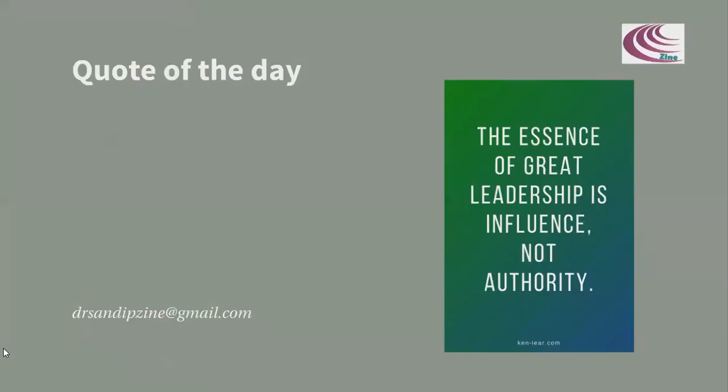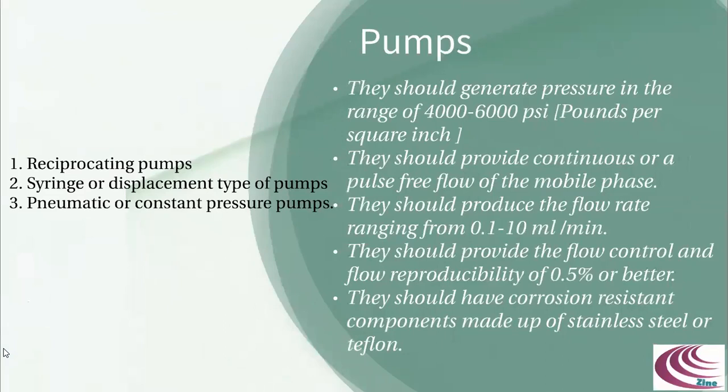So dear learners, today we are talking about pumps used in HPLC. Once a suitable mobile phase is selected, it is to be passed under pressure to the column with the help of a pump. Most HPLC pumps have an output of at least 1000 psi and preferably 4000 to 6000 psi. PSI is a unit, that is pounds per square inch, with a flow delivery rate of at least 3 ml per minute.